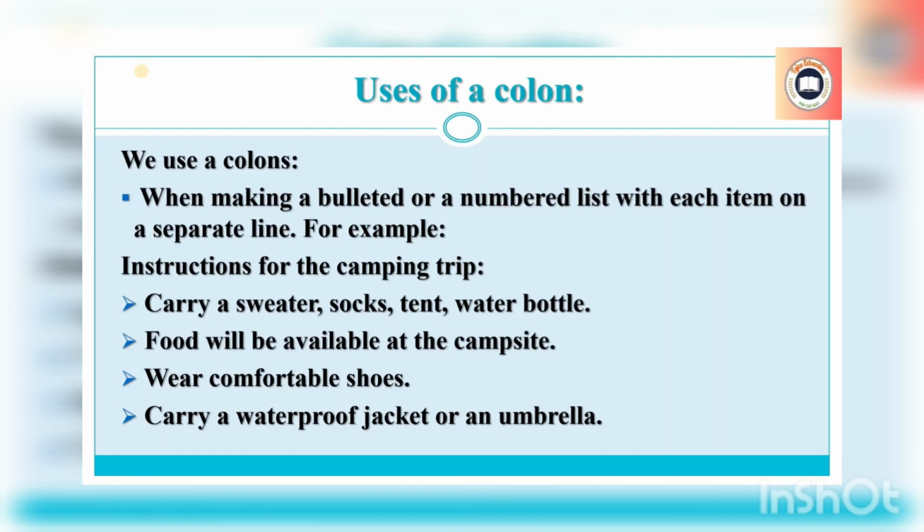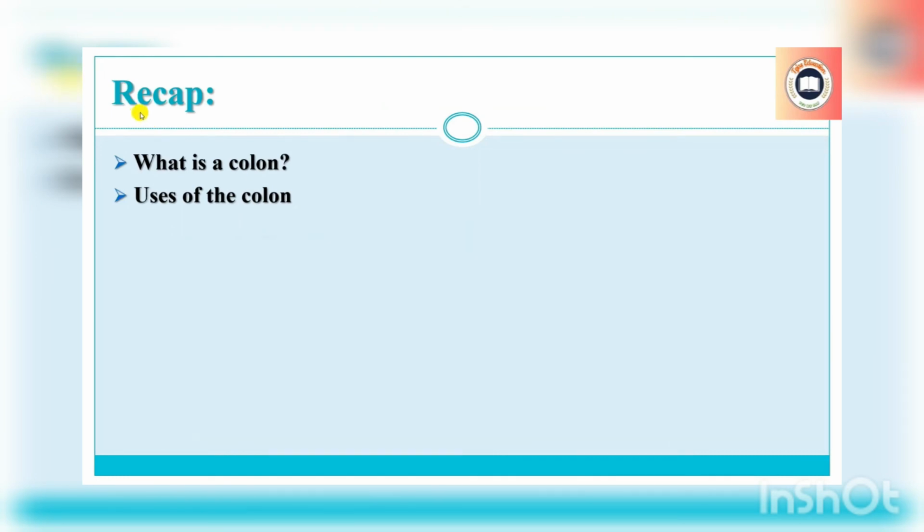So whenever in your written work you are presenting such a list, where there is a header and then there is a bulleted or a numbered list beneath that with each item on a separate line, make sure that you place a colon after the first line or after the heading, which is actually introducing your list. So students, that brings us to an end to today's session, and in today's session we have learned what is a colon and we have learned about the different uses of the colon in sentences.